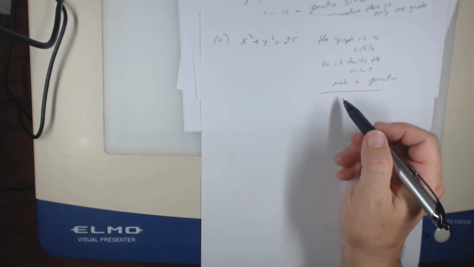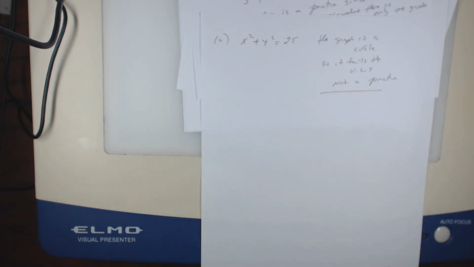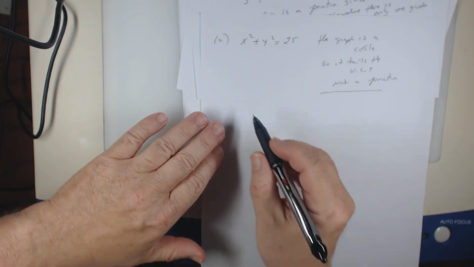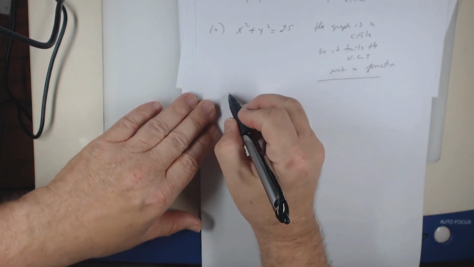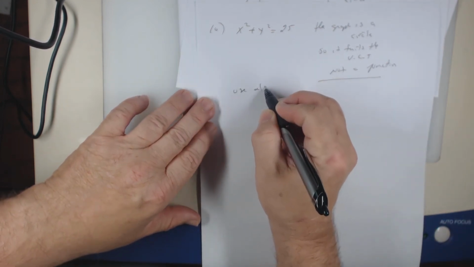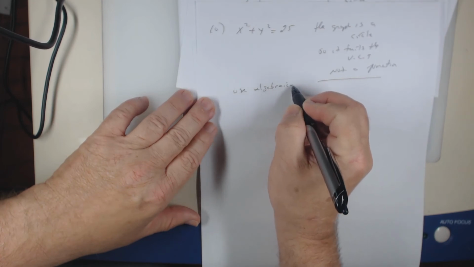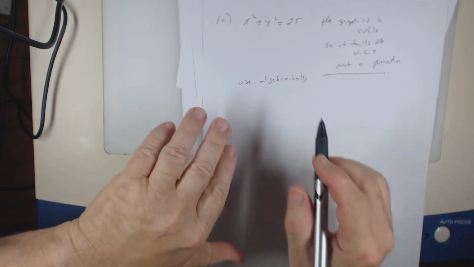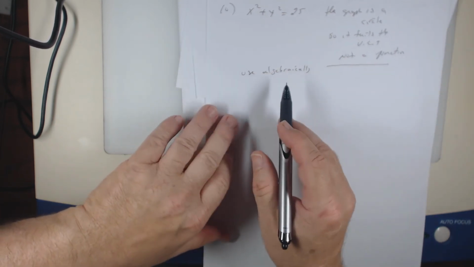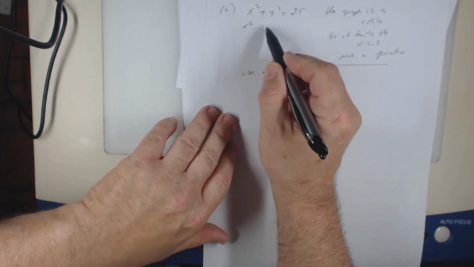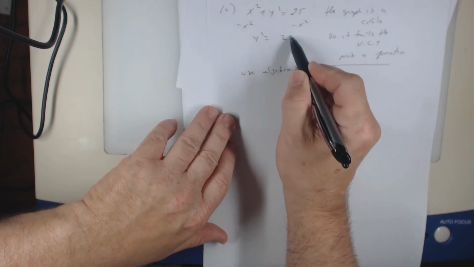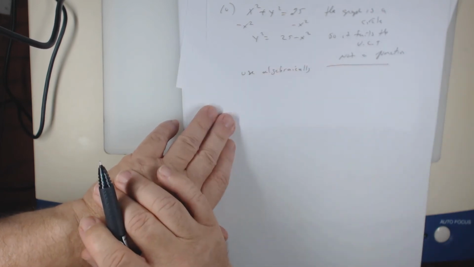Now, let's suppose you were told, I want you to do this algebraically. You did this graphically. Now let's do it algebraically. That's where you get y by itself. So if I get y by itself, first of all, I'm going to subtract x squared from both sides. So I get y squared equals 25 minus x squared, yes?